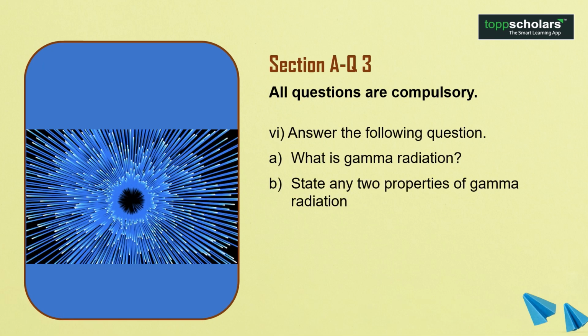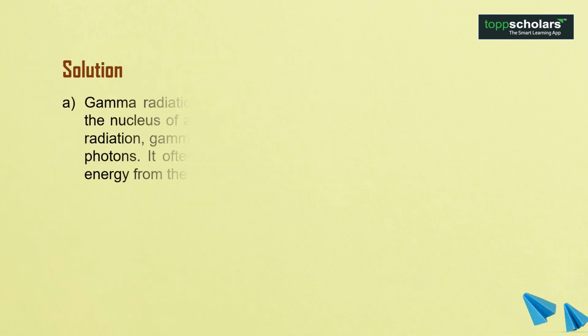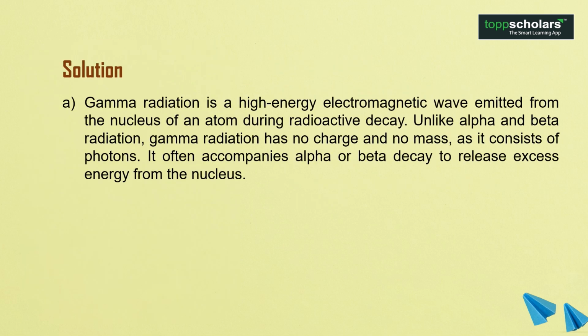Here we have the new question. Answer the following question. What is gamma radiation? State any 2 properties of gamma radiation. So gamma radiation is a high energy electromagnetic wave emitted from the nucleus of an atom during radioactive decay. Unlike alpha and beta radiations, gamma radiation has no charge and no mass as it consists of photons. It often accompanies alpha or beta decay to release excess energy from the nucleus. So that answers your first part.